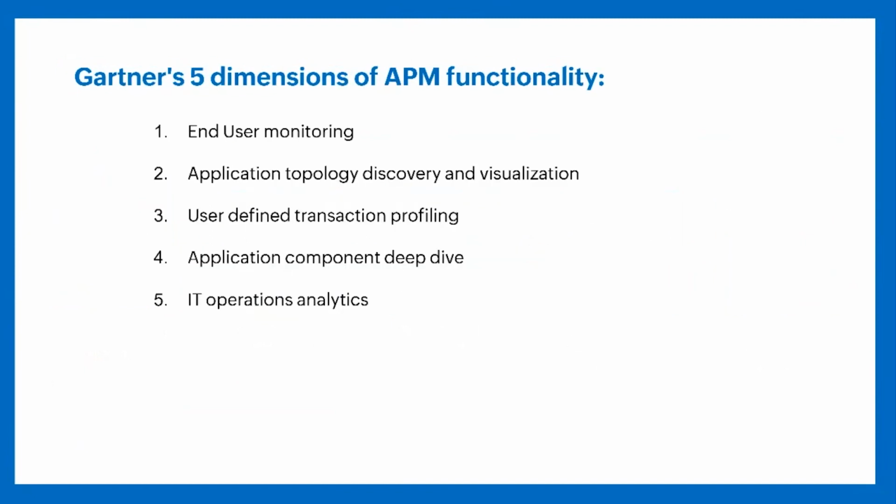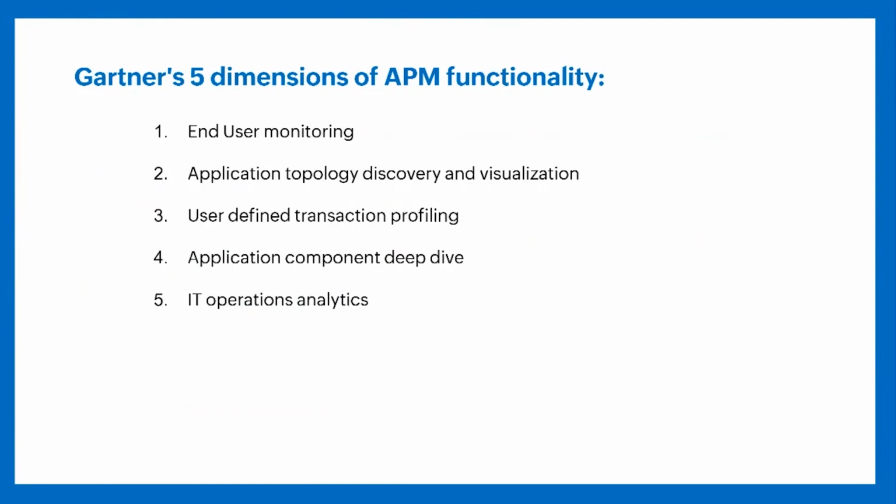These are Gartner's 5 dimensions of APM functionality. First one is end user monitoring. This helps us to understand the behavioral aspect of a user while interacting with a website or web application. The second one is application topology, discovery, and visualization, using which the various applications running on different servers and network devices within the network infrastructure can be discovered and their dependencies mapped.